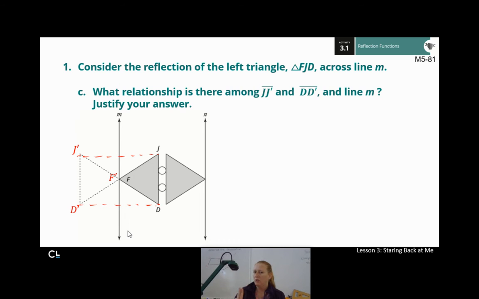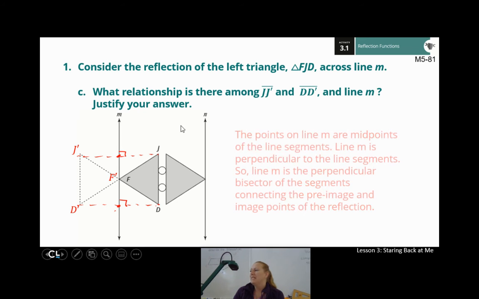I noticed two things. I noticed that M goes through the midpoint of J to J prime and the midpoint of D to D prime. Did you catch that? That line M hits the midpoint of those segments. The other thing I noticed is that they were perpendicular. You probably noticed the perpendicular thing. I'm sure you noticed the perpendicular thing.